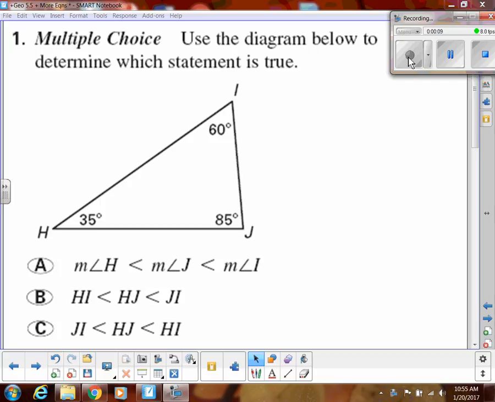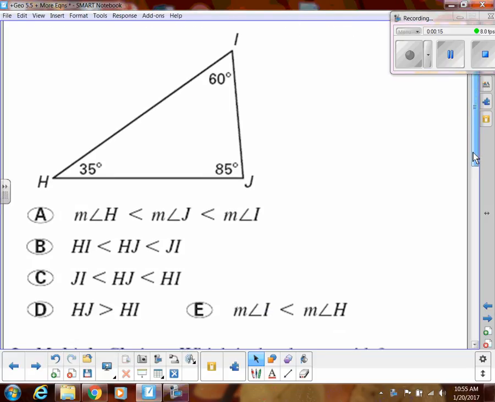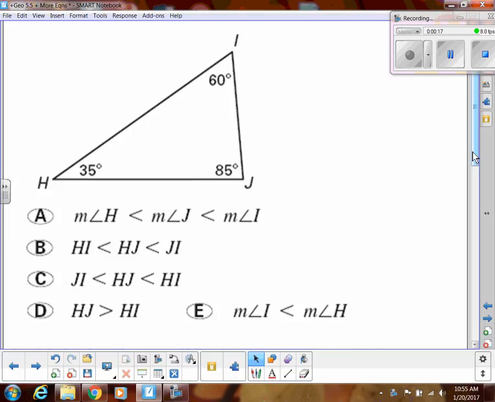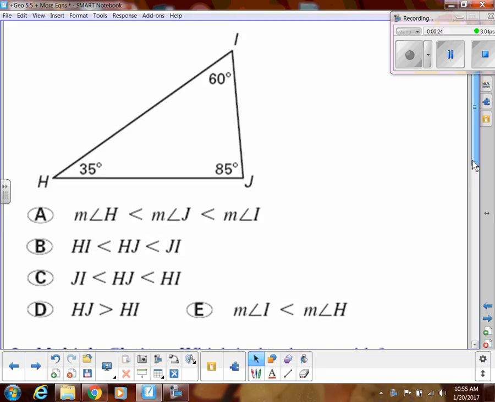First I want you to look at number 1, and I'll move it down a little bit so you can see all the answer choices. The directions are: use the diagram to determine which statement is true. So which one of those is true?